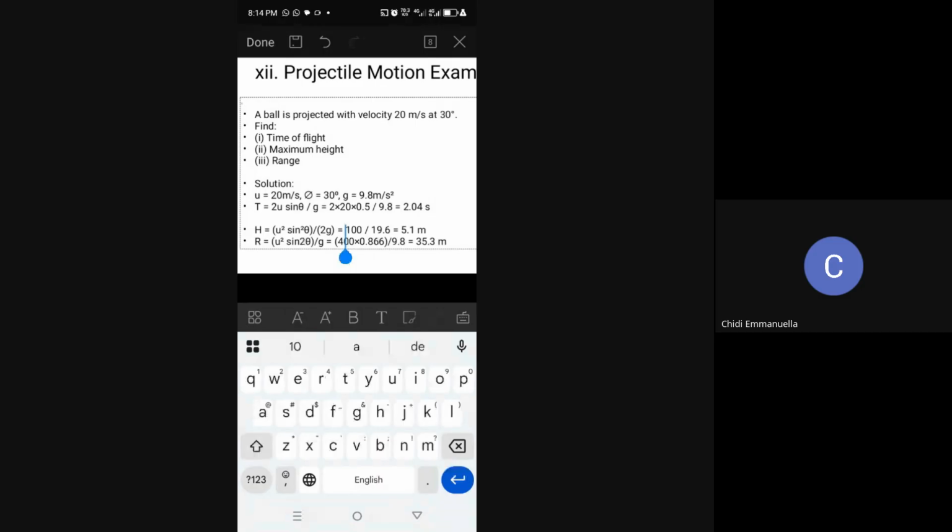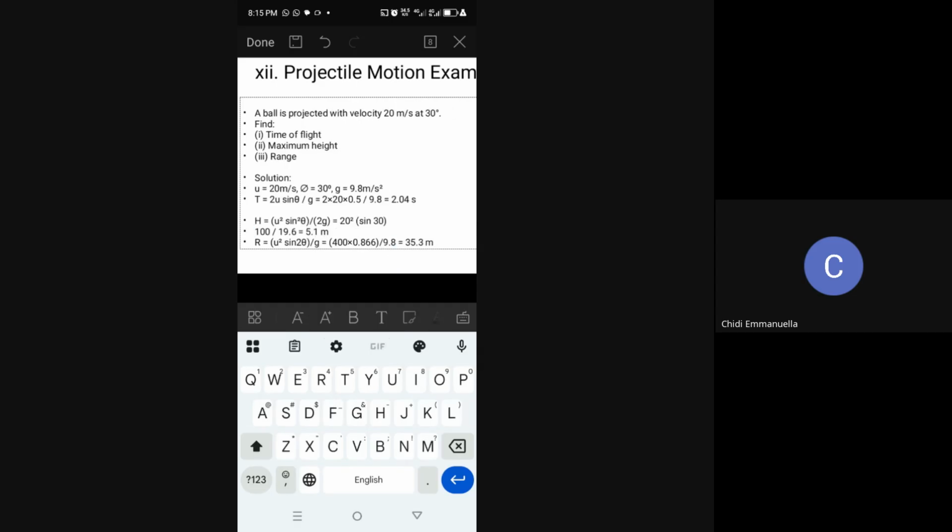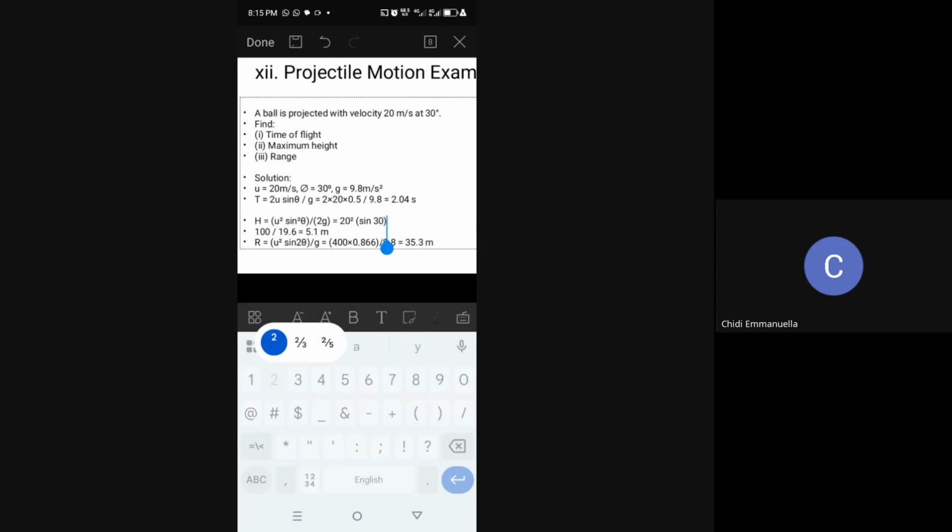Let me not skip that part. Let me write it for you to see. So u square, that is 20 square, times sine square theta. Let me write sine 30 and then square it. Please, students used to make the mistake of doing sine 30 square. 30 square is 900, and some students do sine 900, whereas that is not what they mean by sine square theta. What they mean is that you find sine theta first and then you square it.